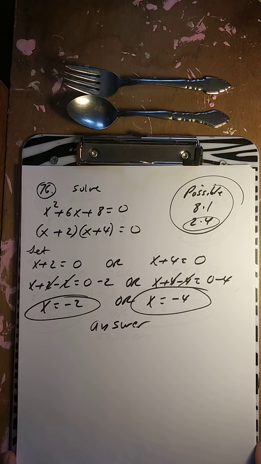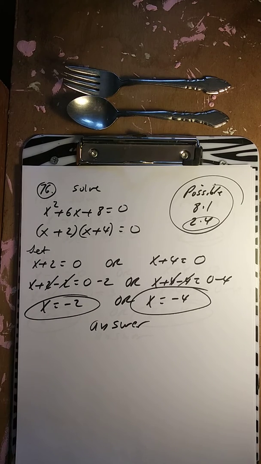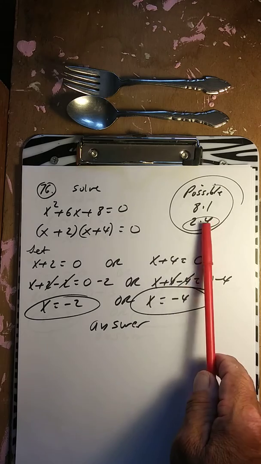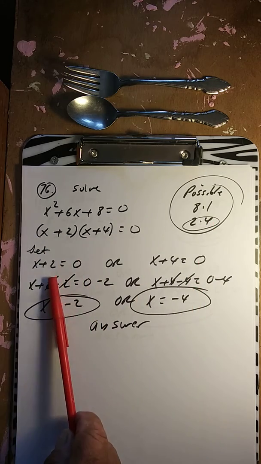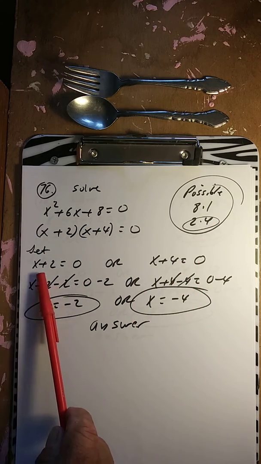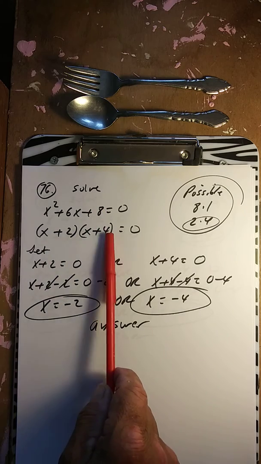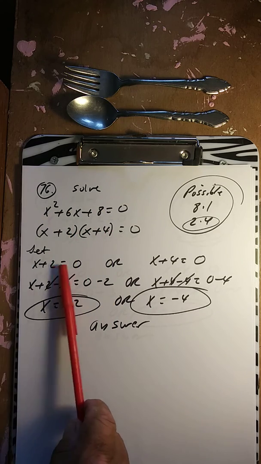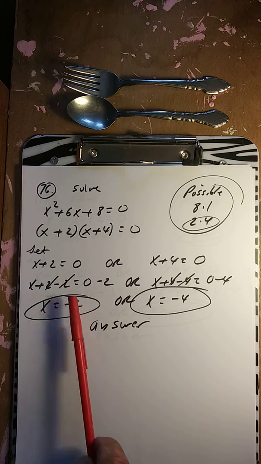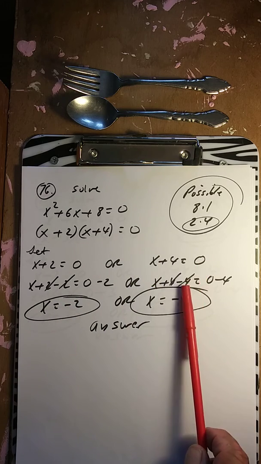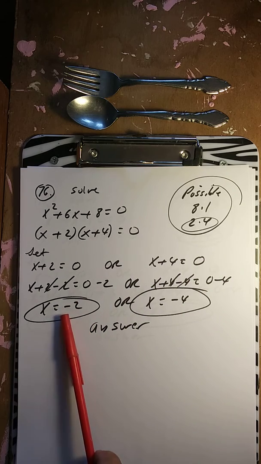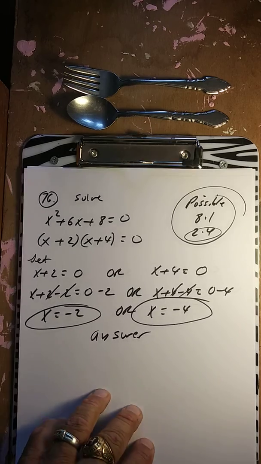x squared plus 6x plus 8 equals 0. Possible numbers are 8 and 1, 2 and 4. x plus 2 equals 0, x plus 4 equals 0. So, is that right? 2 times 4 is 8, 4 plus 2 is 6. Yes. So, x plus 2 equals 0. Minus 2, minus 2, so x is negative 2. x plus 4 equals 0, minus 4, minus 4, so x is negative 4. So negative 2 or negative 4, the answer.